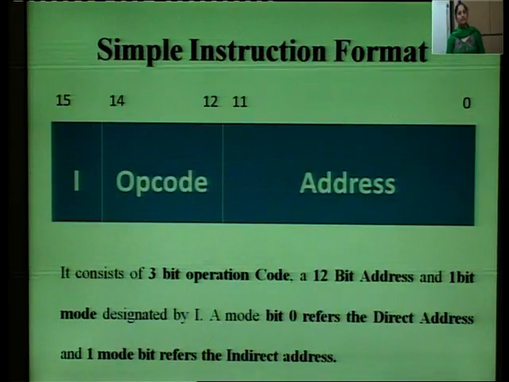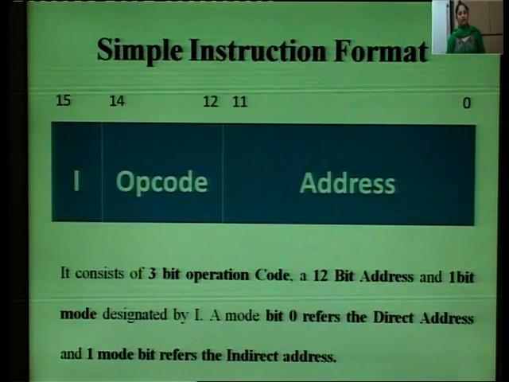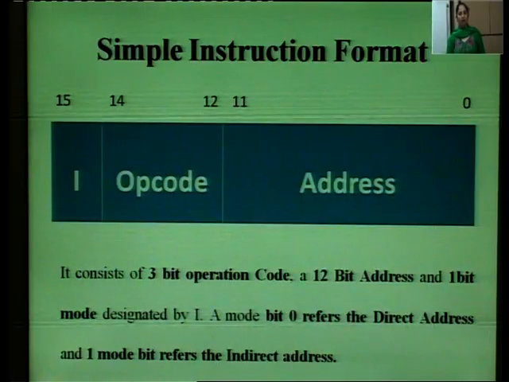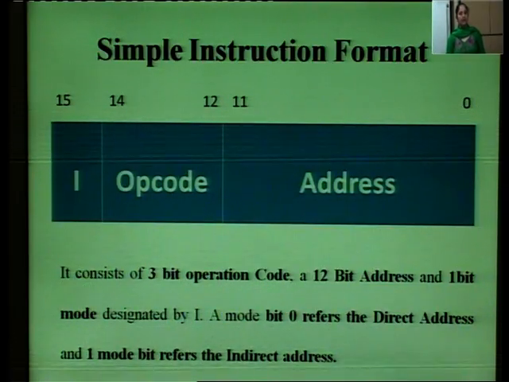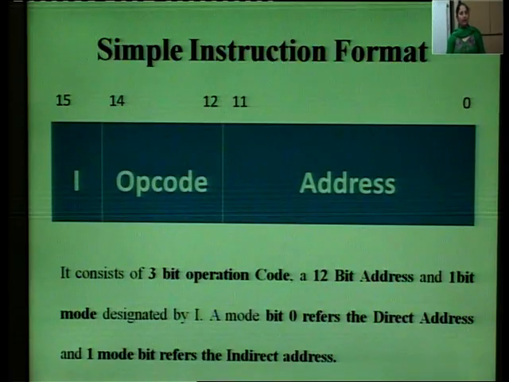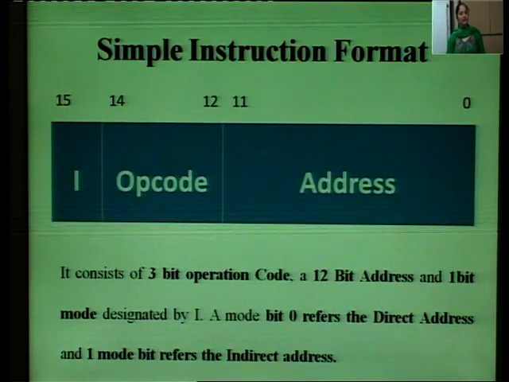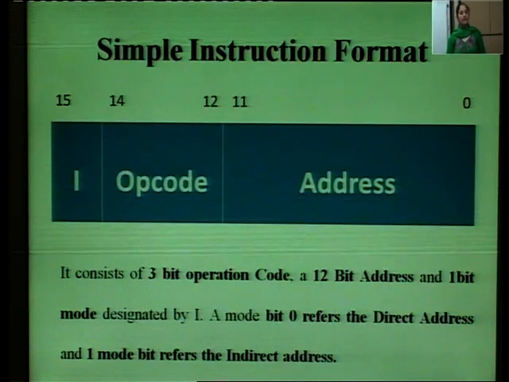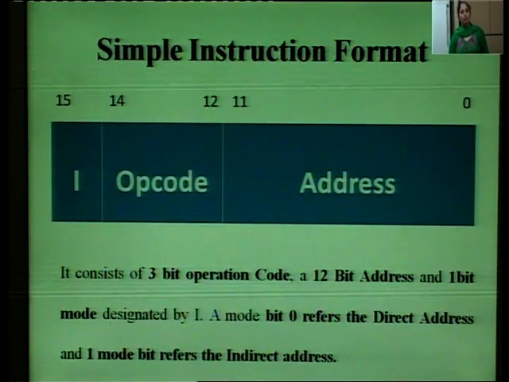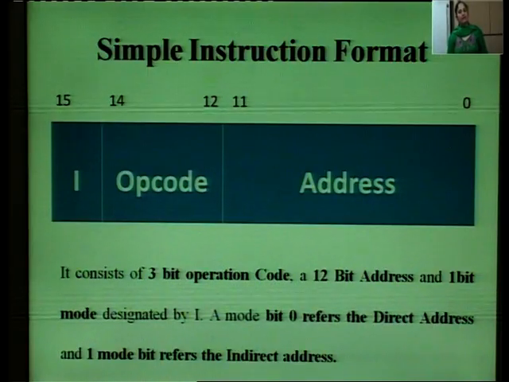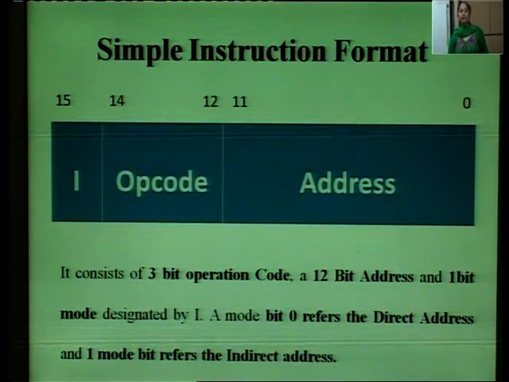This is the instruction format that covers the address part, opcode, and I refers to the mode field. It consists of a 3-bit operation code, a 12-bit address and a 1-bit mode designated by I. Address bits refer to 12 bits from 0 to 11 that cover the address where the instruction is stored and processed.